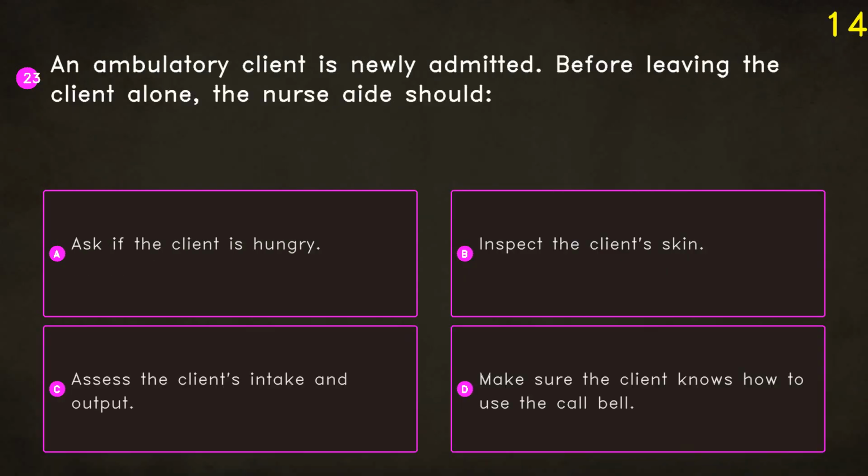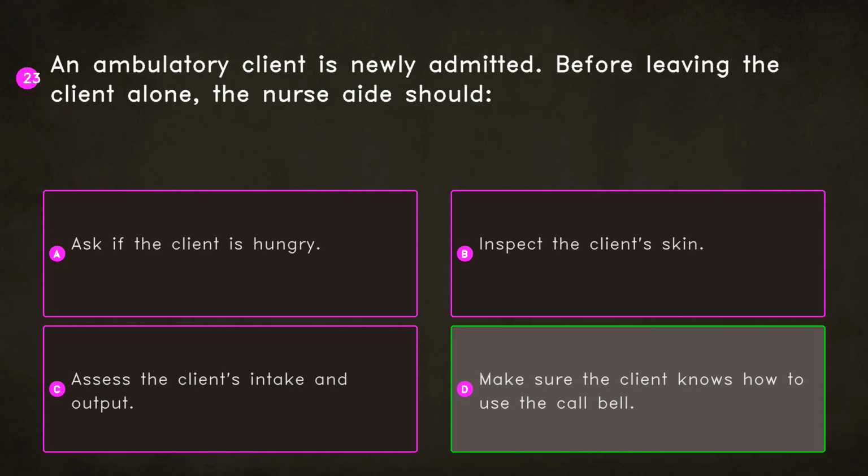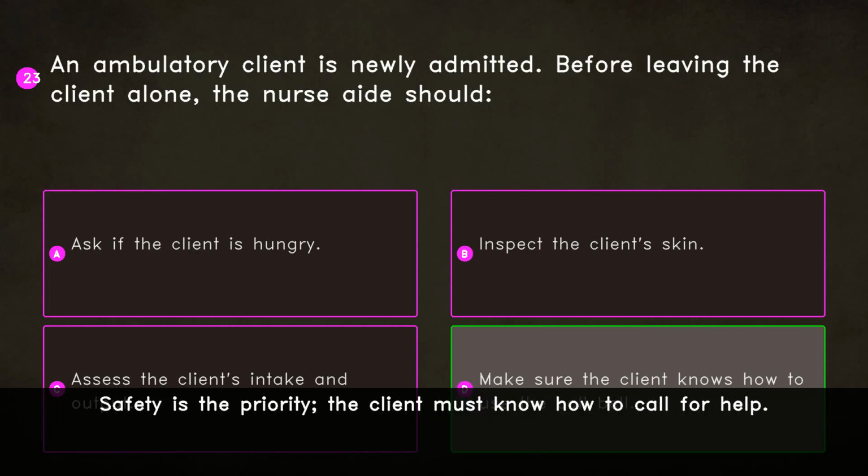Question 23. An ambulatory client is newly admitted. Before leaving the client alone, the nurse aide should: A. Ask if the client is hungry. B. Inspect the client's skin. C. Assess the client's intake and output. D. Make sure the client knows how to use the call bell. The correct answer is make sure the client knows how to use the call bell. Safety is the priority. The client must know how to call for help.